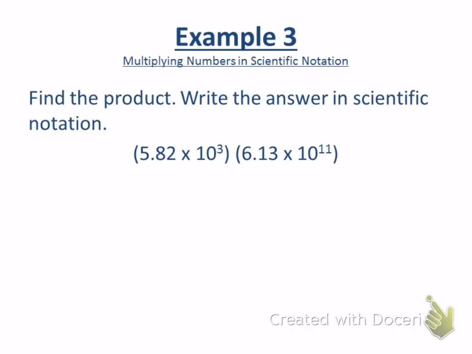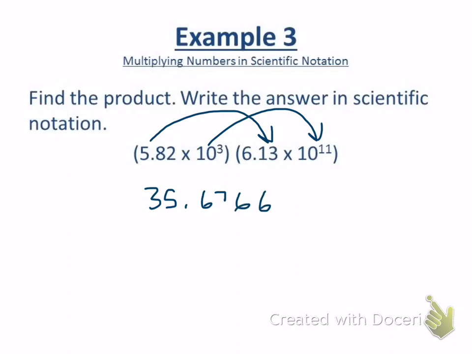So to multiply scientific notation numbers, you multiply the numerical part, then you multiply the powers of 10. What's 5.82 times 6.13? 35.6766. All right. Times 10 to the 14th. Why do we get 14 there? Yeah, the 11 plus 3. You're multiplying, so you add the exponents.